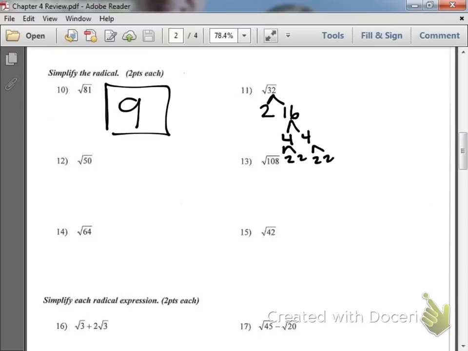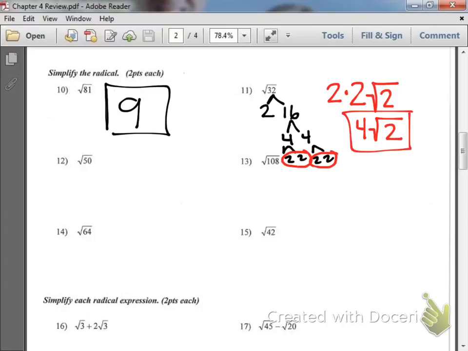So, I have a pair of 2's and another pair of 2's that are going to escape. When a pair of 2's comes out, that gives you 1, 2. When another pair of 2's come out, that gives you another 2. And then what's left inside? 2. This lonely 2 over here. So what would my final answer be? 4. When you pull out 2 sets of 2's, you multiply those together. Remember, each pair only gives you 1, 2 in the front. So 1, 2 from this pair, 1, 2 from this pair, and then 1, 2 left over. That gives us 4 square root 2.